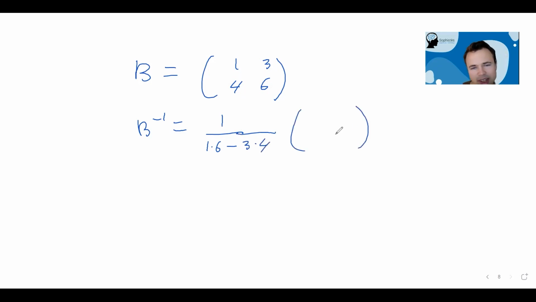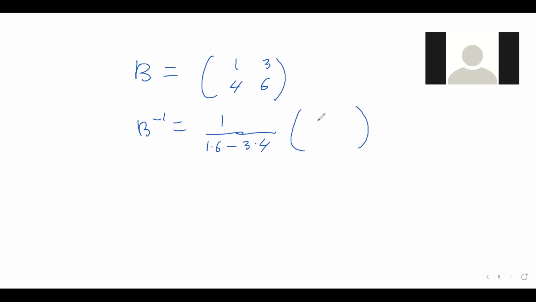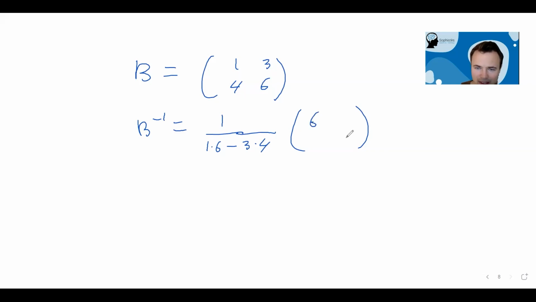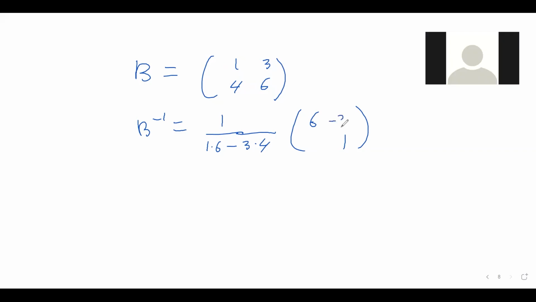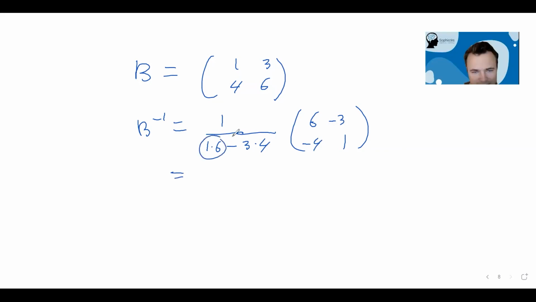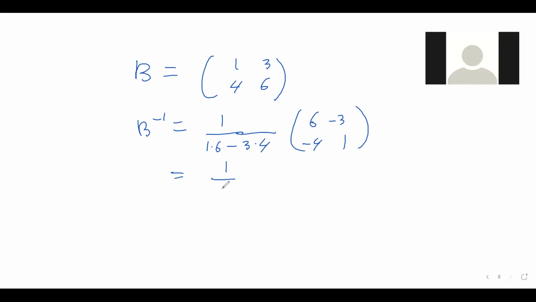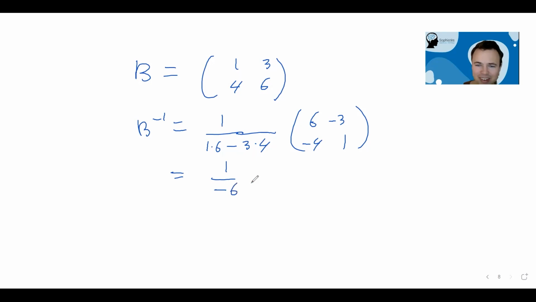What do I do with this matrix? I switch the A and the D. Yes. So it's the 6 there, and a 1 here. And then make the 3 and the 4 a minus. Yes. This is 6, right? Minus 12, that will be, oh, sorry, the denominator. Minus 6. Minus 6, very good.